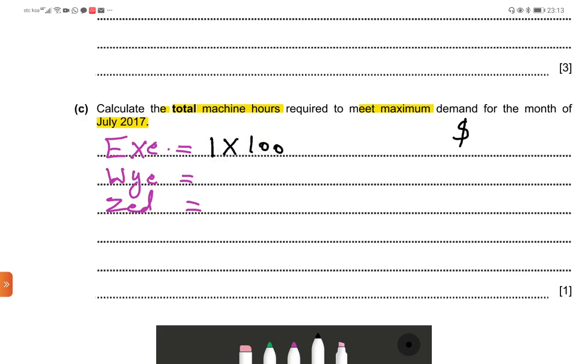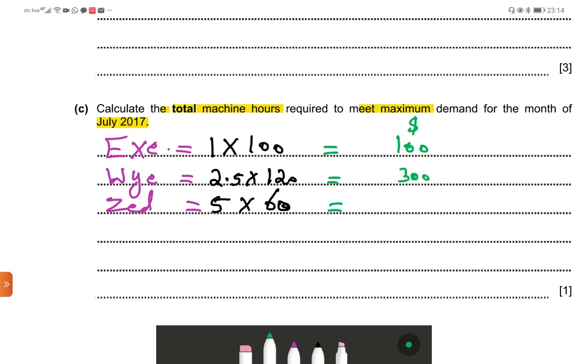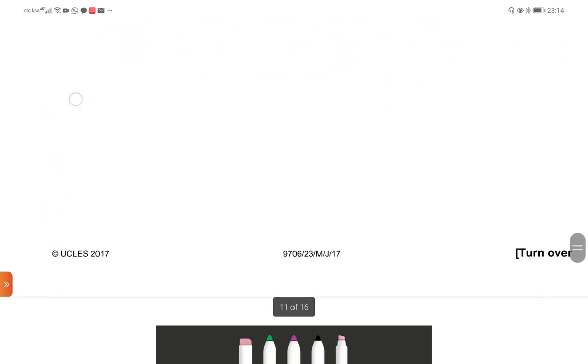1 multiply 100, then 2.50 multiply 120, 5 multiply 60. Labor hours per unit into total number of units is equal to 100, 300, again 300. Total machine hours is equal to 700. So total machine hours required is 700.